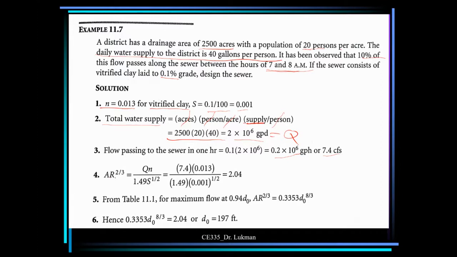And from Manning's formula, AR to the power of 2/3 equals QN over the square root of S. Q is known, N is known, S is known. This is the section factor for normal flow. We now go to that table, Table 11.1, and we know that for pipe flow operating as an open channel, the maximum flow occurs when the depth of flow is 0.94. So at this, we read our AR.